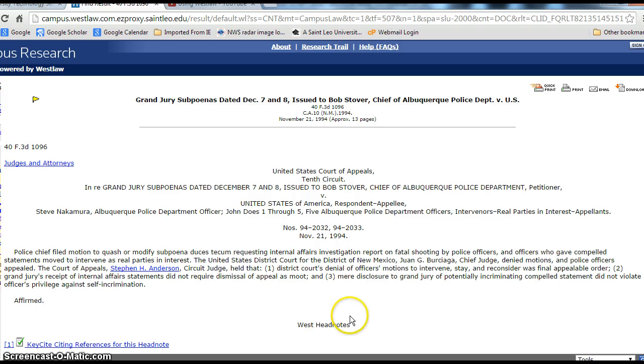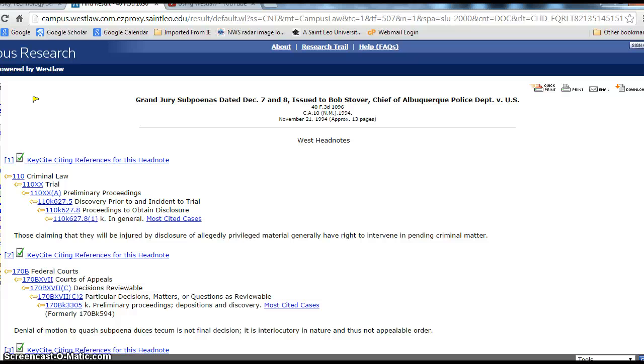Just beneath that are what you will see are West headnotes. Now, these are extremely important. This is how you're going to find what is relevant and important for you to work with and what is not. So let's scroll down and you'll see numbered headnotes, 1, 2, 3. These are all called headnotes. And every single legal term that is of relevance in this case has its own headnote or key number. They're also called keys.